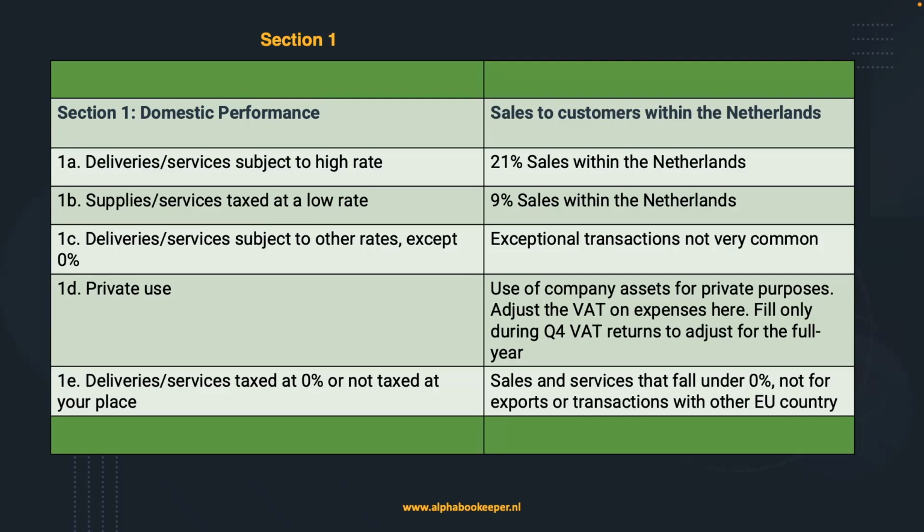And 1D talks about private use of business assets. You have to use it only at the end of the year if you have business assets that you also use for private purpose. And 1E is for services that is taxed at 0%, but reverse charged within the Netherlands. This is also not very common in day-to-day activity. It is for specialized industries. But 1A and 1B is very, very common. It's what you deal with or businesses deal with most of the time.